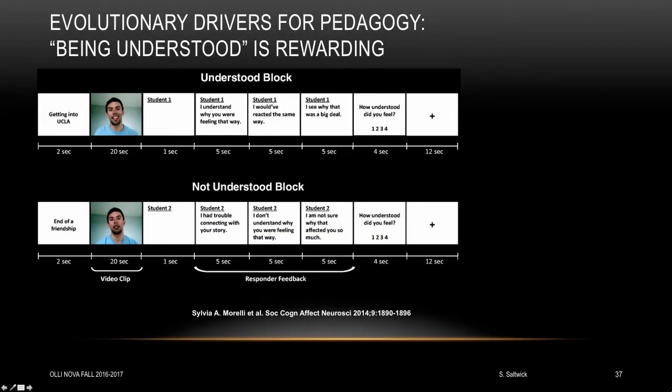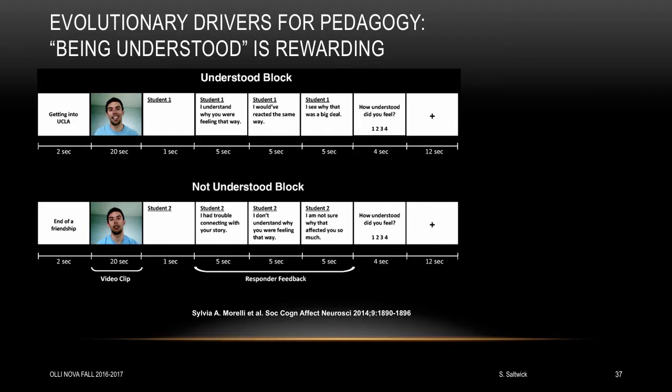At the risk of presenting research that confirms the obvious, the final driver I want to look at is the rewarding value of being understood. We show this by having students record a video clip which they think will be reviewed by other students. We then scan their brains when they hear the reviews.